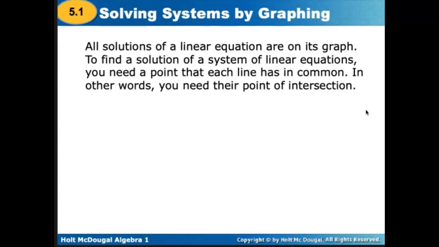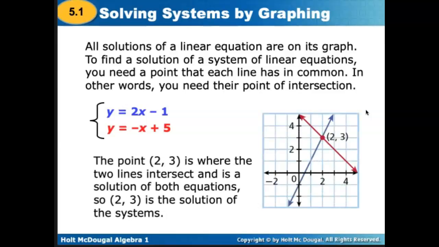All solutions of a linear equation are on its graph. So if you graph a line, if the point is not on that line, then it's not going to be a solution for that line. To find a solution of a system of linear equations, you need a point that each line has in common. In other words, you need the point of intersection.